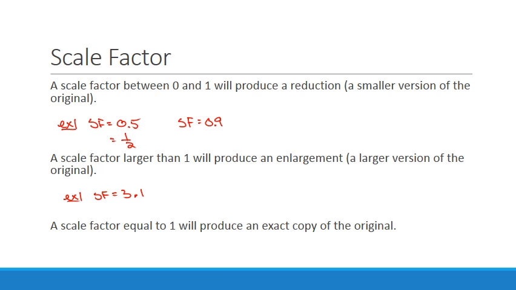It could be a fraction still too, you guys, so I could give you a different one and just say 3/2. Okay, and you know that that's 1.5, so that's still bigger than 1. Then a scale factor equal to 1 will produce an exact copy of the original. Now that won't happen much in your assignment, but that's how it would work. If you had a scale factor of 1, you're just duplicating the original shape.